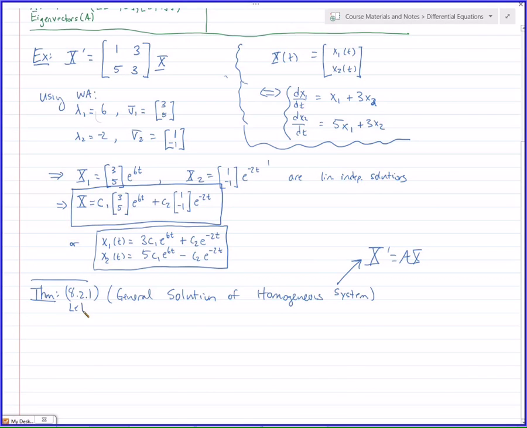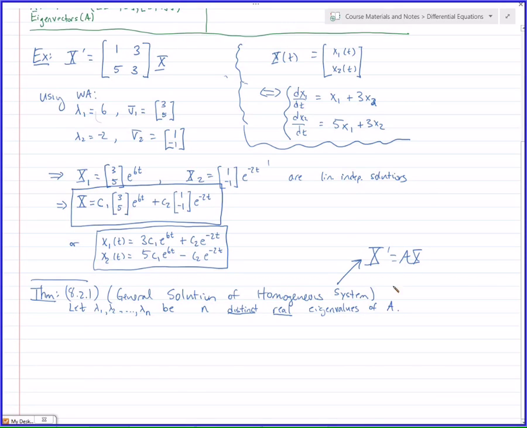Let lambda 1, lambda 2, all the way out to lambda n be n distinct real eigenvalues of A. So already we're very restrictive, and we're only talking about that possible scenario, distinct and real.